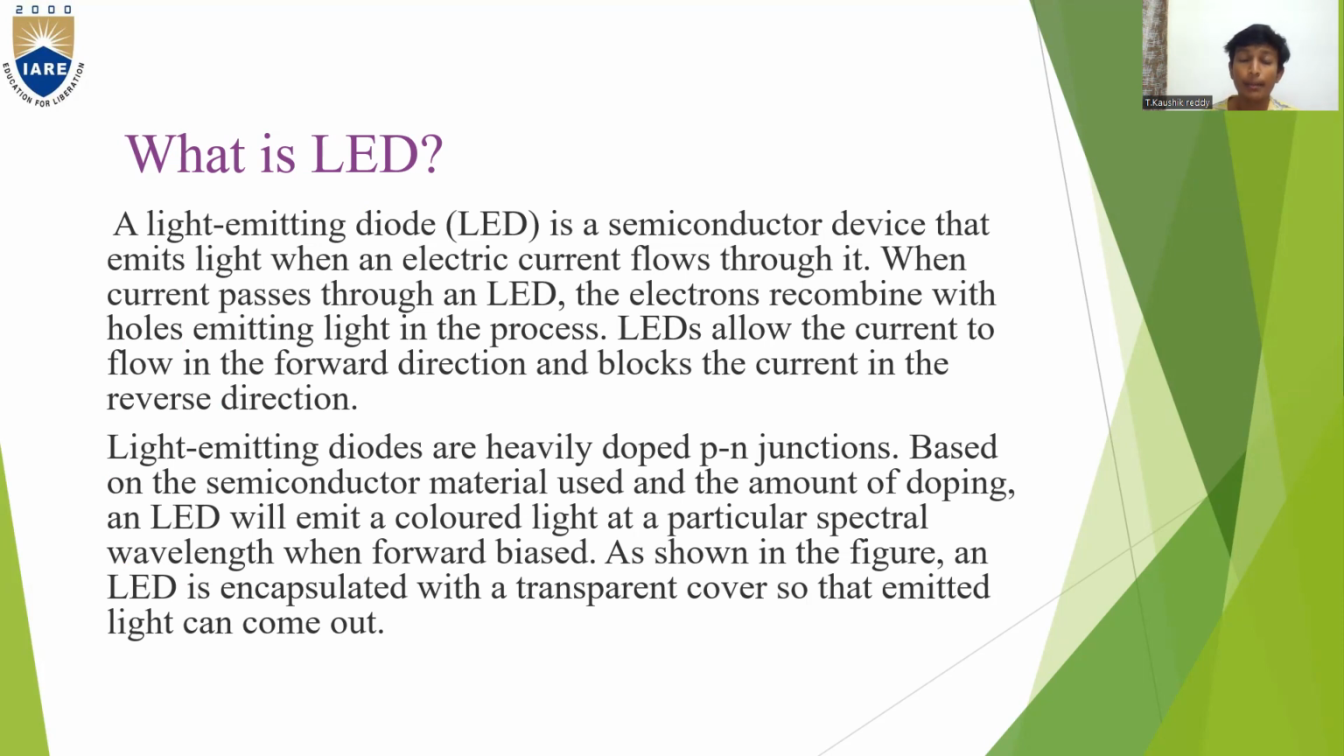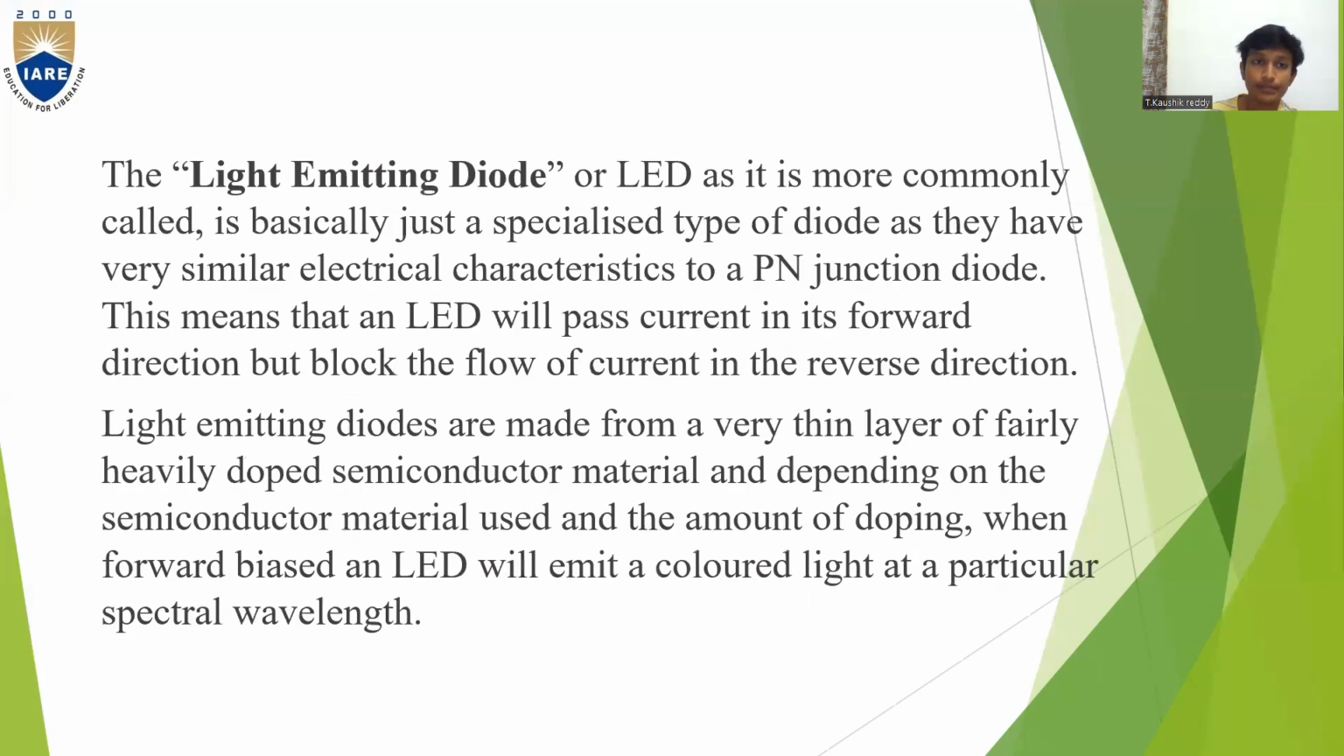Light emitting diodes are heavily doped PN junctions. Based on the semiconductor materials used and the amount of doping, an LED will emit a colored light at a particular spectral wavelength when forward biased. As shown in the figure on the next slide, an LED is encapsulated within a transparent cover so that emitted light can come out.